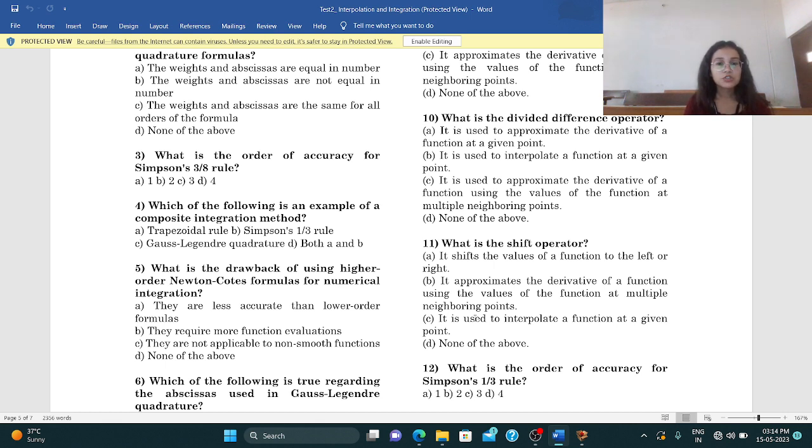Question 4. Which of the following is an example of a composite integration method? Option A. Trapezoidal rule. Option B. Simpson's one-third rule. Option C. Gaussian quadrature formula. Option D. Both A and B. And the correct option is both A and B.